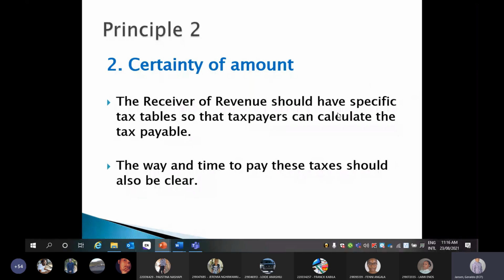So the receiver of revenue should have specific tax tables so that taxpayers can calculate the tax payable. The way and time to pay these taxes should also be clear. So when should I pay these taxes? Do you see the year of assessment for an individual? 1 March to the last day of February. So that is giving us when taxes should be paid. So we should be sure of what amounts to pay.